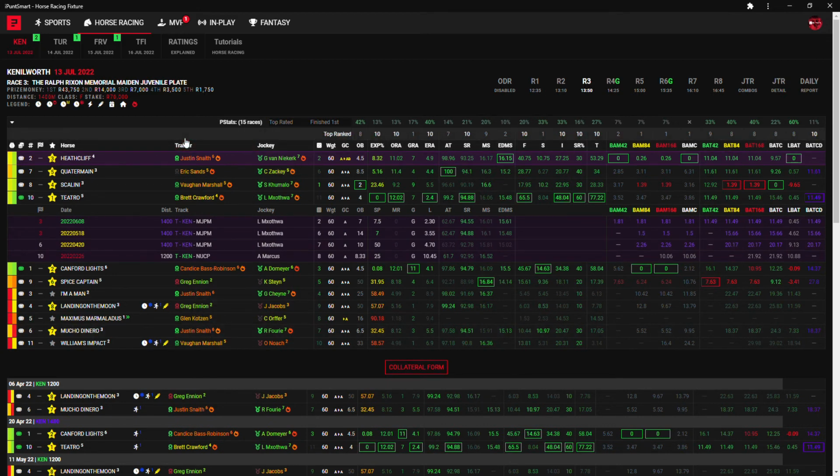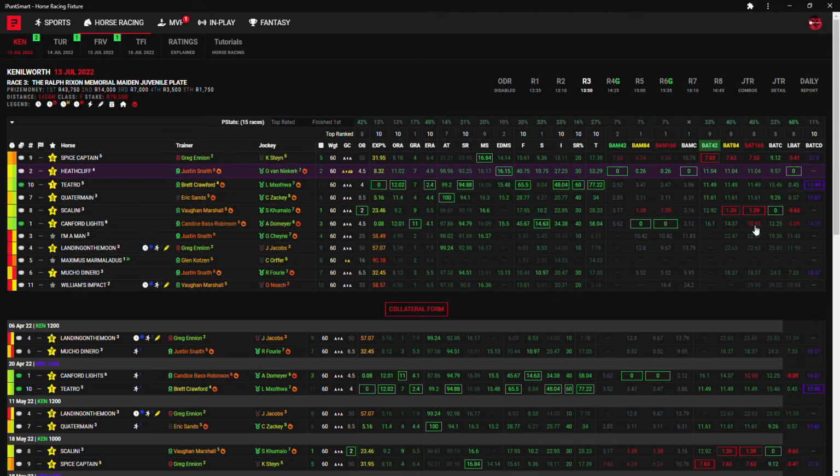Now, the reason I'm not saying he can't win is because if I'm actually looking at these bat figures and I look at only green ones within the distance category, then I come up with horses like Heathcliff at 11.04 and Teatro at 11.49 and Quartermain at 11.61 and Scalini at 12.92 and Canford Lights at 16.1. These are all in the last 42 days. So from these, Heathcliff has proven to us that he can do the distance in the best last 42 days within the distance category. So that's essentially what this BAMRAL and bat means.